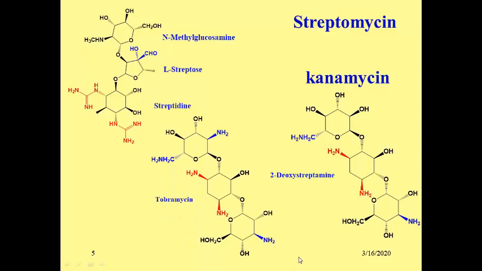Tobramycin, another member of the kanamycin group, has 2 amino sugars at 4 and 6. The difference between tobramycin and kanamycin is the substitution of a hydroxy group by an amino group. So tobramycin is more active against gram-negative bacilli.